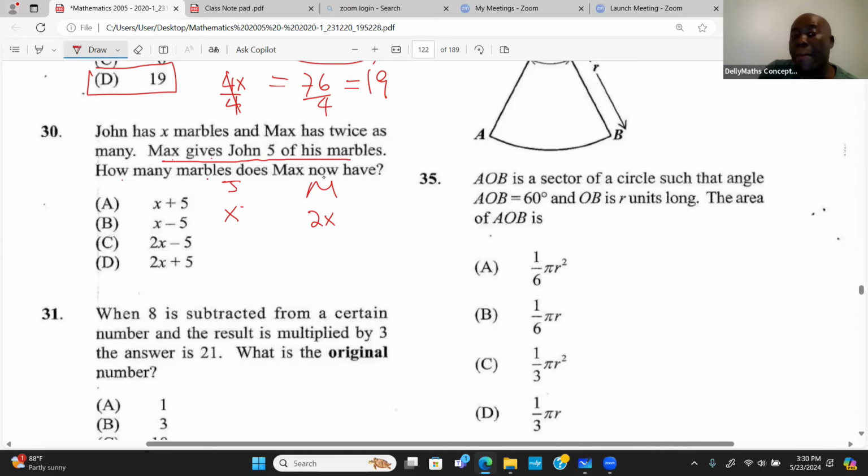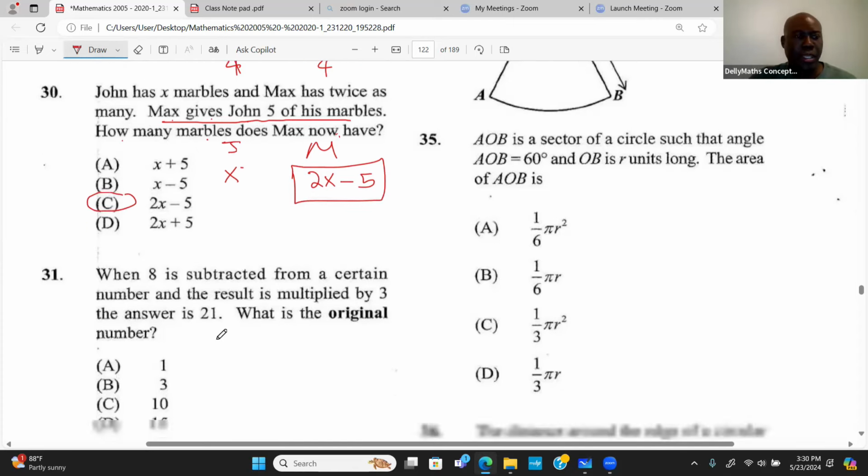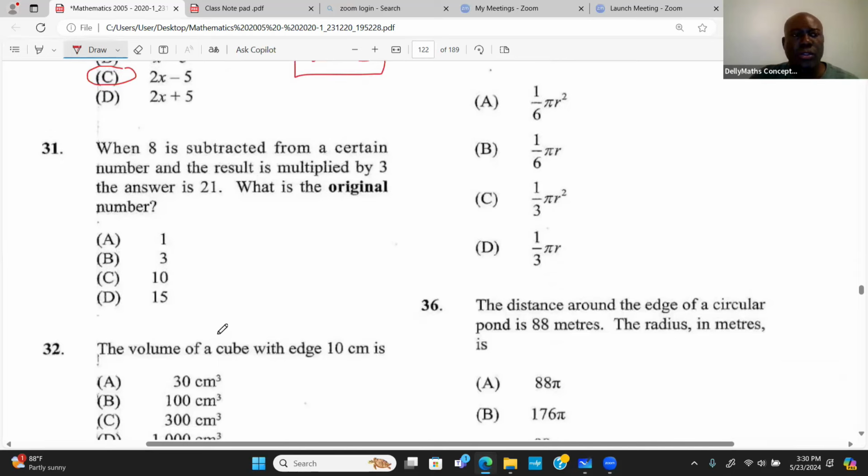How many marbles does Max have? Max will have 2x take away the 5 because he gave away 5 out of his total. So our answer is actually C. Let's take a look at 31. 31 says when 8 is subtracted from a certain number and the result is multiplied by 3, the answer is 21. What is the original number?